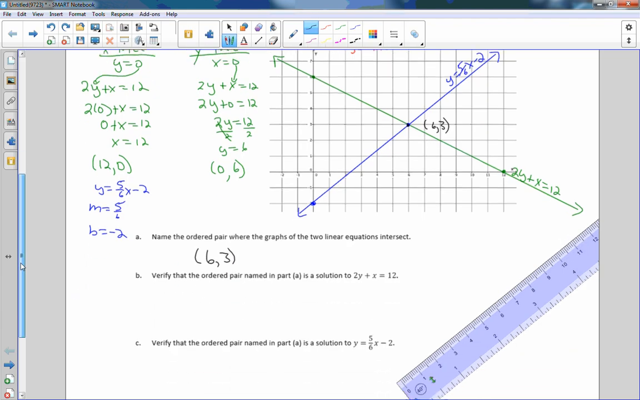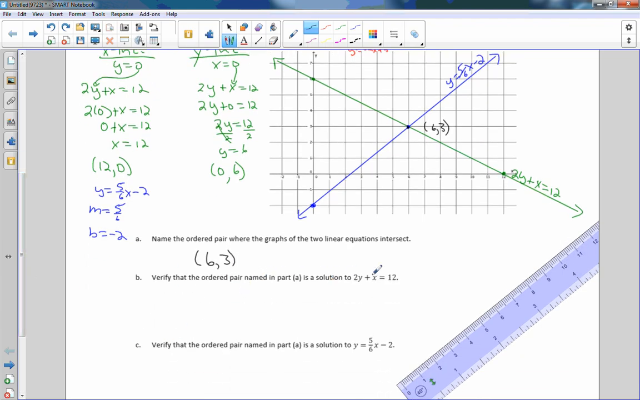Verify that the ordered pair named in part A is a solution to this. So all they're saying is this is x, this is y, substituted into here. So I'm going to write 2, and instead of y, the value of y is 3, plus, instead of x, the value of x is 6, equals 12. 2 times 3 is 6. 6 plus 6 is 12, equals 12, and 12 definitely equals 12. So that is a verification. This is true, so that point is on that line.